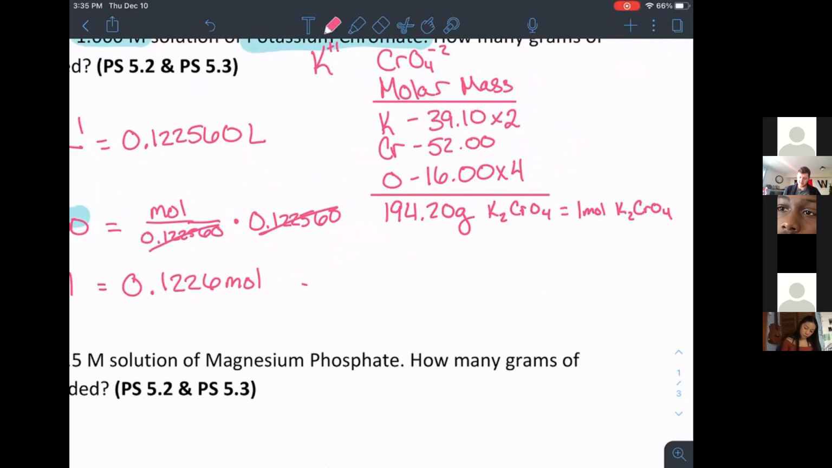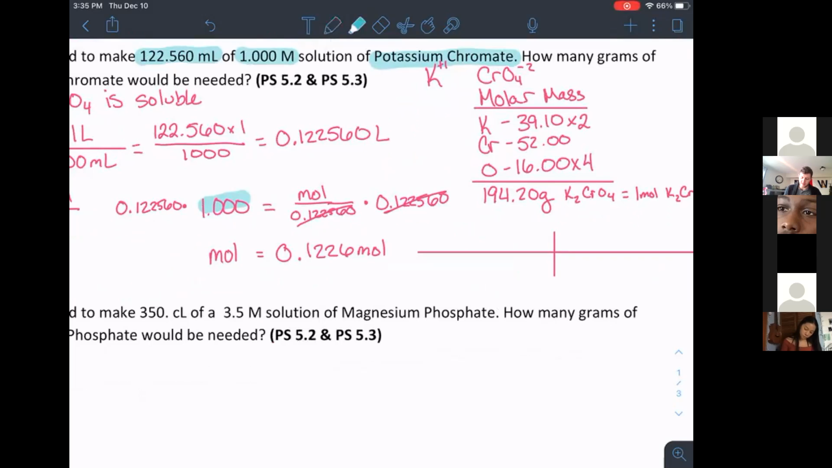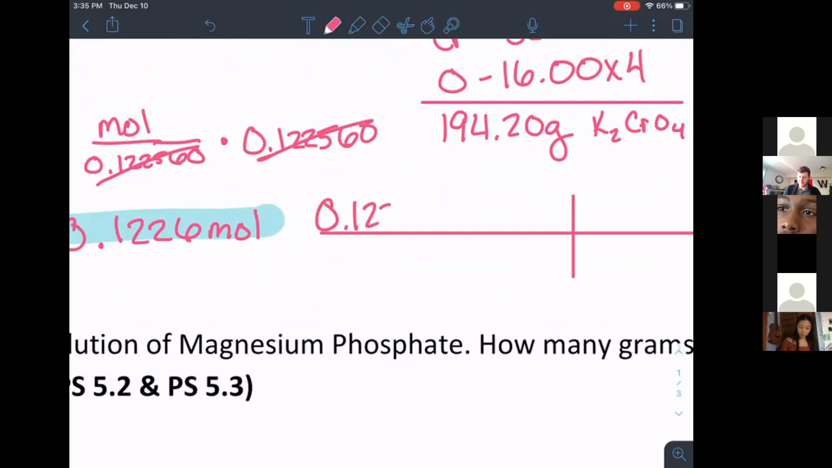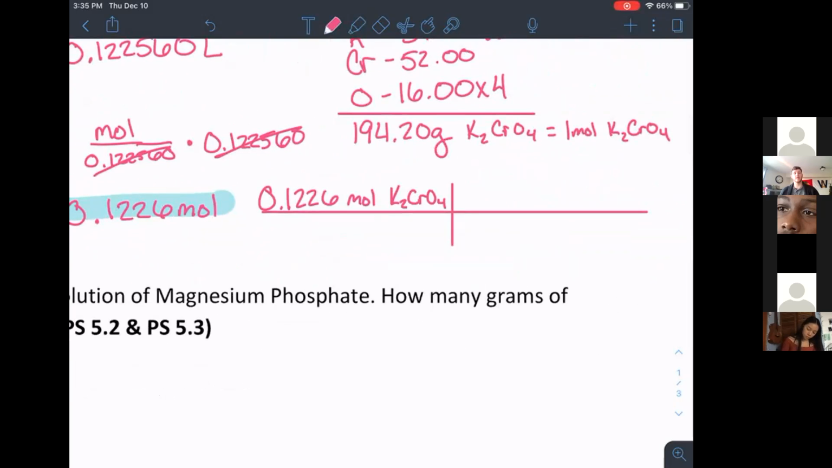We're going to use that to solve for our number of grams. So if we set up our railroad tracks, our lattice structure, we're going to take our given, which is going to be the moles, the 0.1226 moles of potassium chromate. And we're going to use our molar mass as our unit conversion, which means we are going to put the moles on the bottom so that they can cancel out, which means 1 mole goes on the bottom.